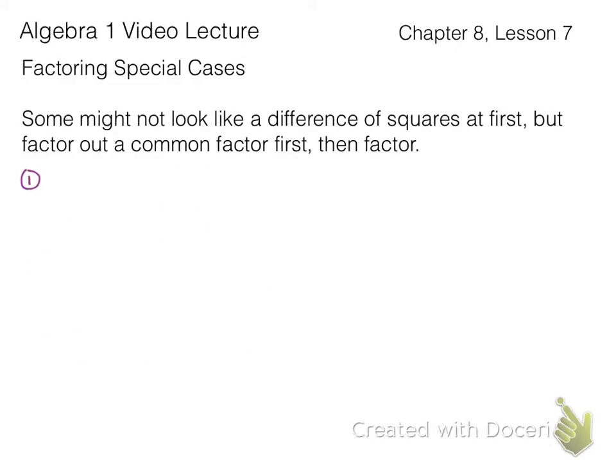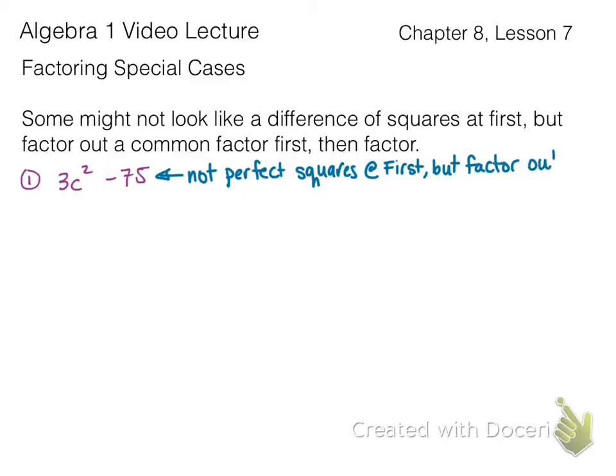Prove me wrong. All right, we have another one. Something that might not look like a difference of squares at first, but if you factor out a common factor, then do the difference of squares, it's going to look a lot better. The cool thing is I can pull a 3 out of this. So this is, at first, not a perfect square. But if I factor out, then look at what shows up.